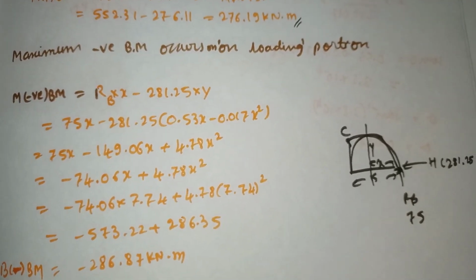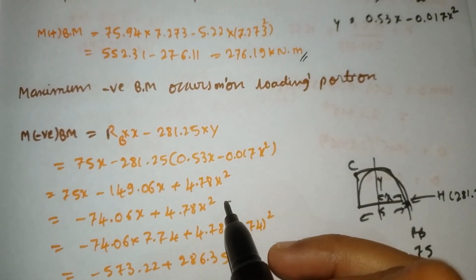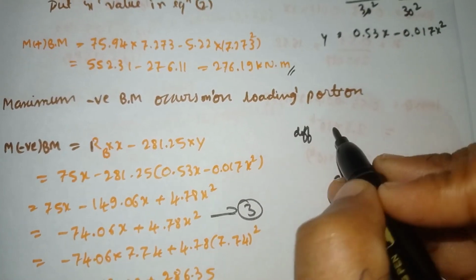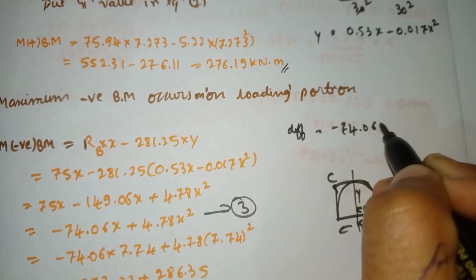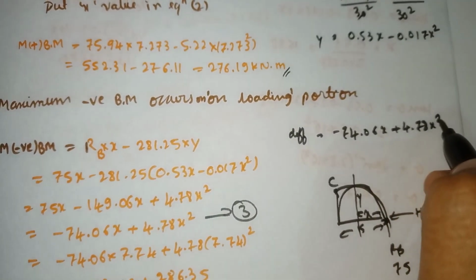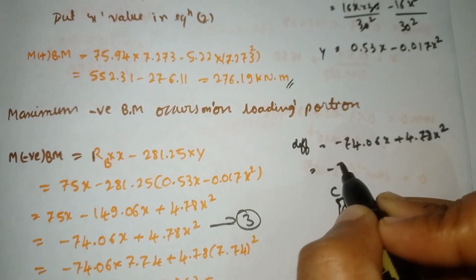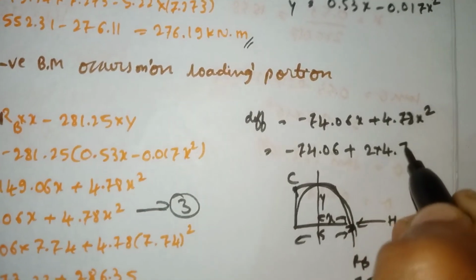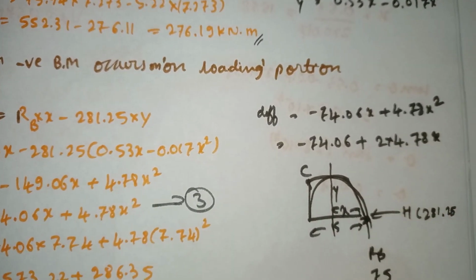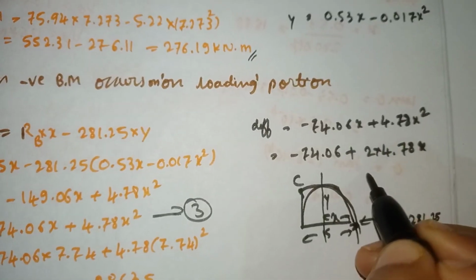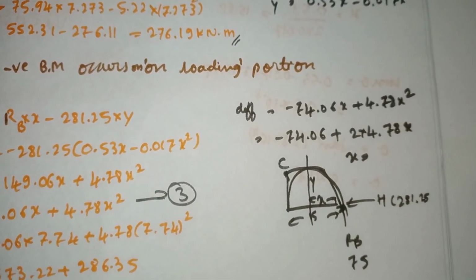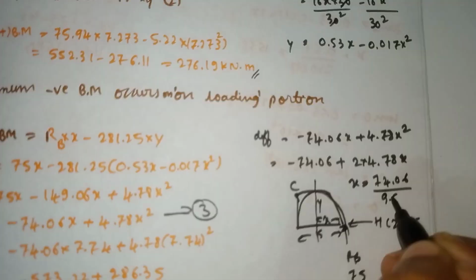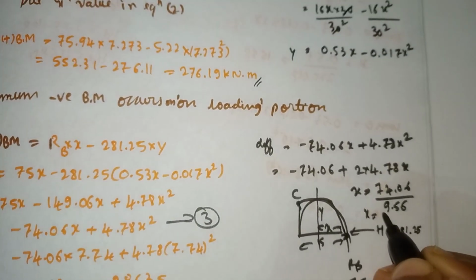This is called equation number 3. Again we need to do the differentiation. So differentiation of minus 74.06x plus 4.78x square gives minus 74.06 plus 2 into 4.78x. By simplifying, it will come out as 74.06 divided by 9.56, and x will come out as 7.74.